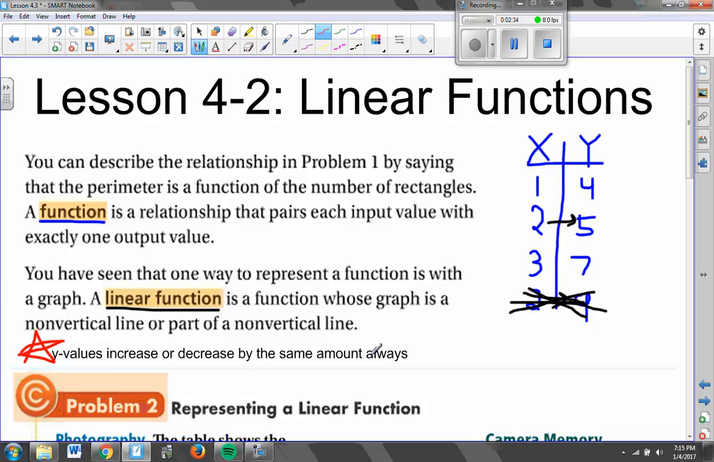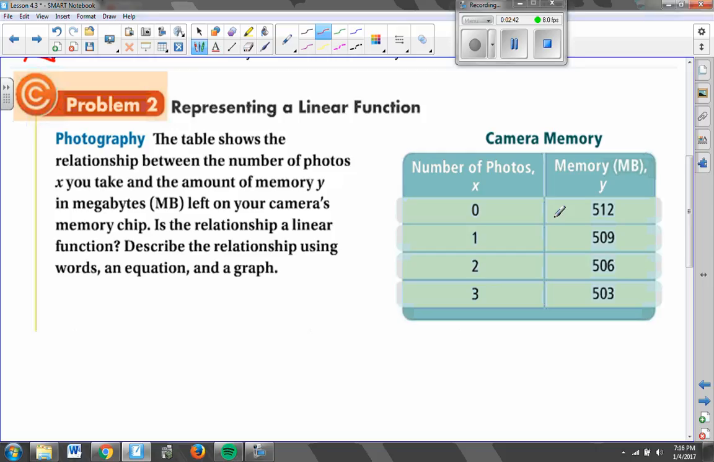The types of problems that you're going to see in your practice problem set look like this, where you'll be given a table of values or some other sort of situation, and you'll be asked this question: is the relationship a linear function? And then describe it using words and a graph. Once again, your problems are going to say an equation. We will not do the equations, however. We will do words and a graph.